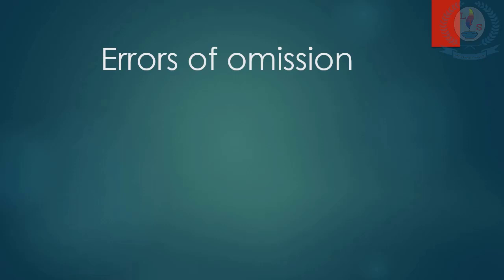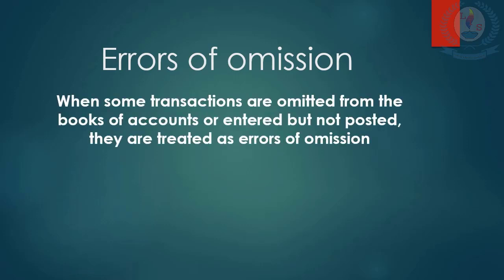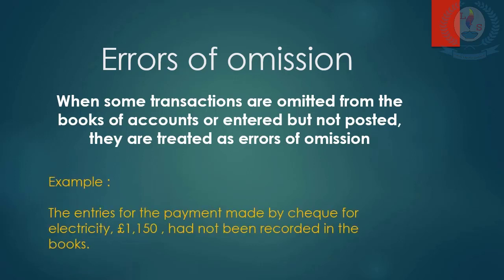Errors of omission. When some transactions are omitted from the books of accounts or entered but not posted, they are treated as errors of omission. When the transactions occur, if you have not recorded them, we have to recognize it as an error of omission. You have omitted the transactions. The example: the entry for the payment made by check for electricity, 1150, had not been recorded in the books. See how to correct this error.